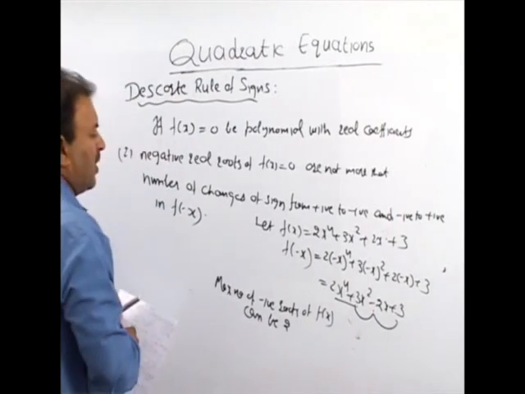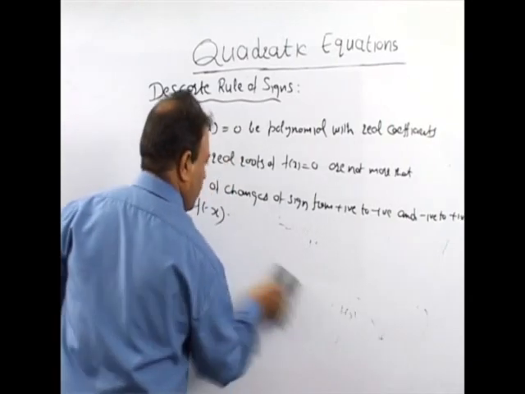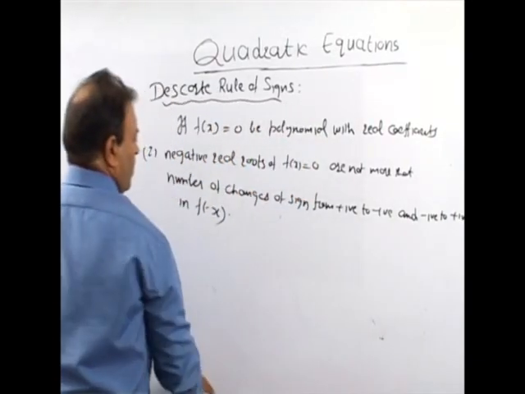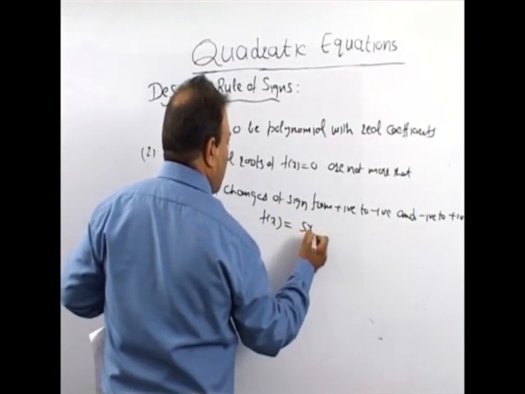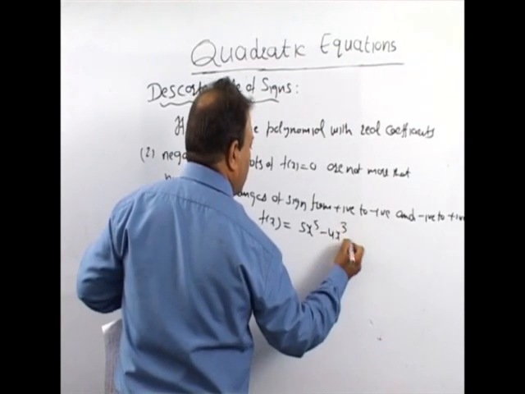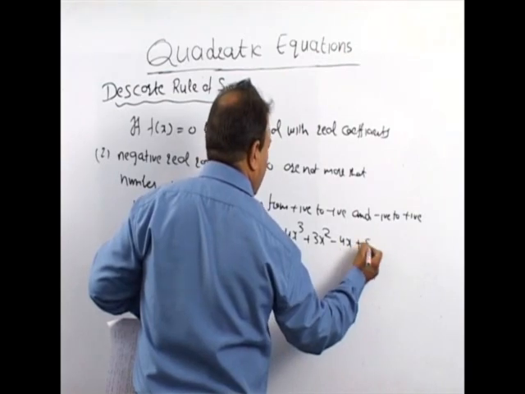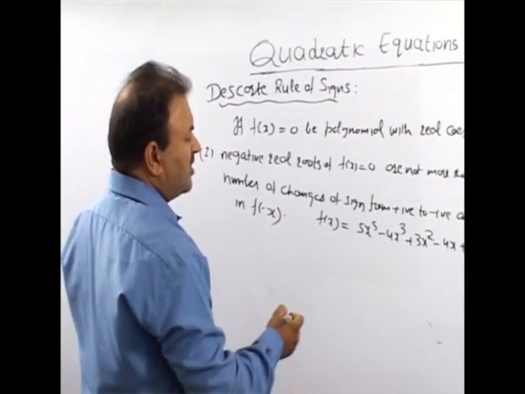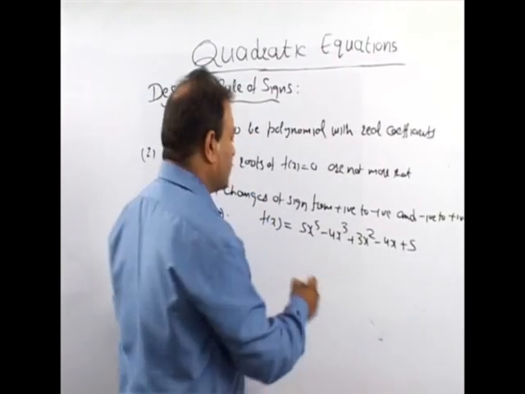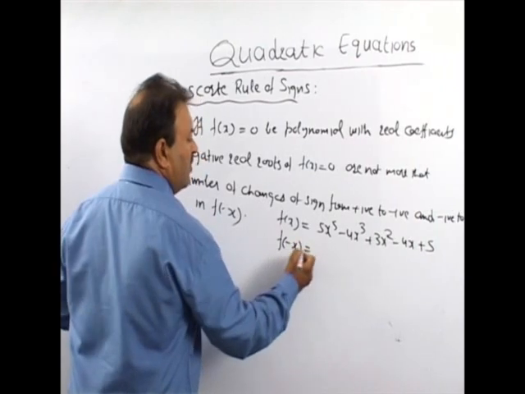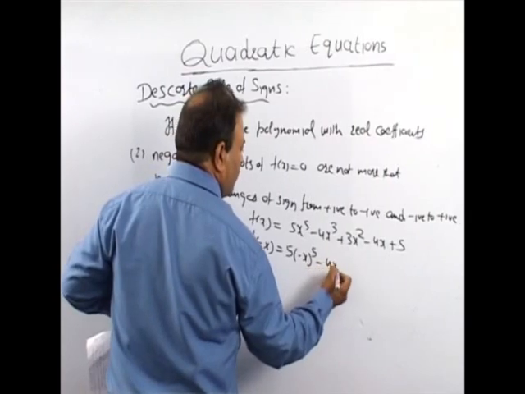I can take an example of another function, that is f(x) = 5x^5 - 4x^3 + 3x^2 - 4x + 5. So I suppose I have taken this polynomial for negative roots. I'll find f(-x) first of all, and f(-x) will be what? It is 5(-x)^5, it is -4(-x)^3.